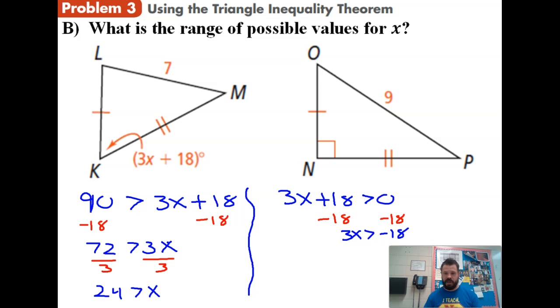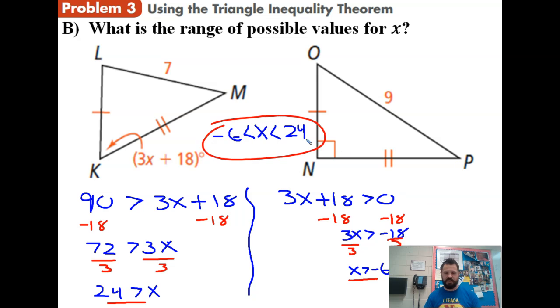And then as I run out of room here, we'll divide both sides by 3, and we'll work around my face. So x will end up greater than negative 6. Okay, so I have my minimum and my maximum. So the final answer for this one is x between negative 6 and 24. If x falls within this range, we'll have a triangle that actually works. Those are all my possible values.